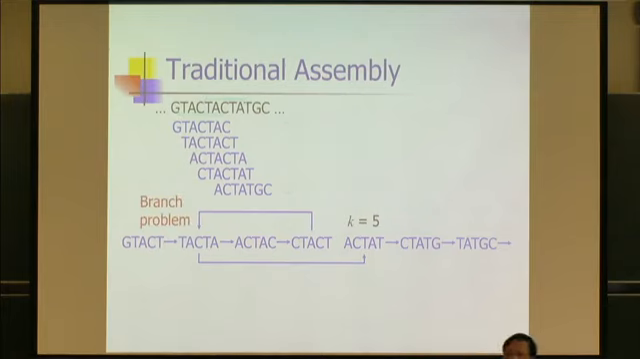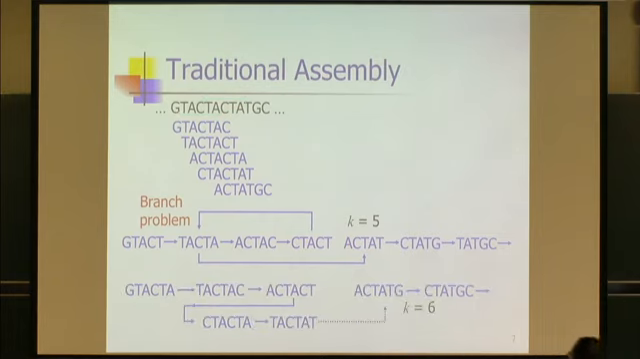You've got a branch problem here, because you've got a repeat over here. TACTA and TACTA, the same 5-mer appears in the genome, and that's why you have this branching over here. And this is the problem. In fact, if you want to look at a simple path for the context, you get only very short context. That's the reason: when you've got branches, you have short context.